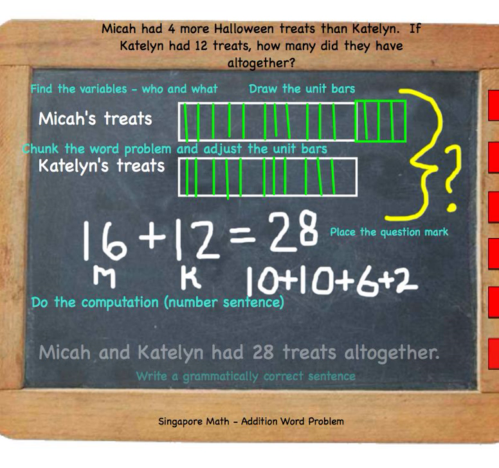Let's write our grammatically correct answer sentence. Micah and Caitlin had 28 treats altogether. Sounds and looks good to me. I hope this has given you an idea of what's going on in the classroom and how Singapore Math might be able to help you and your child solve tricky word problems.